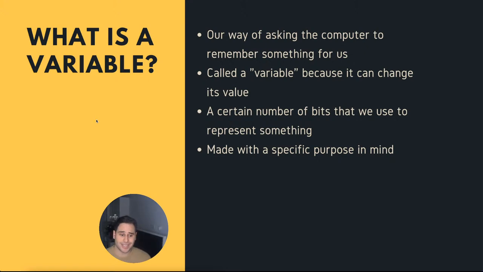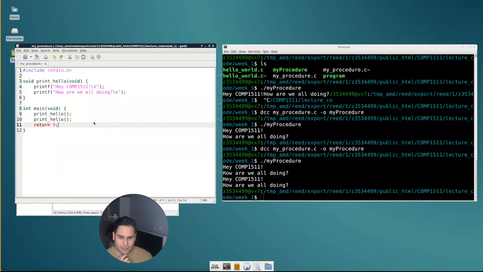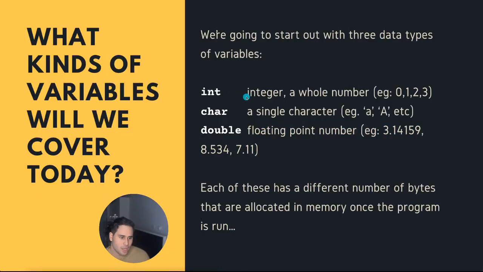Different variables are different sizes and they're constituted differently. So a variable to remember a number might be different in size from a variable to remember a name, a string. Each variable has a specific purpose in mind, so there are different types of variables. What types of variables are we going to talk about today? We're going to talk about three: integers, characters, and doubles. We've already seen int. If we look at our lecture slide here, we have this int. Well, what is this talking about? In the C programming language, an int is an integer, or a whole number. It's a variable that can store a whole number. It's that simple. It can't store 1.2 or 1.5, because that's not a whole number, but it can store a whole number.